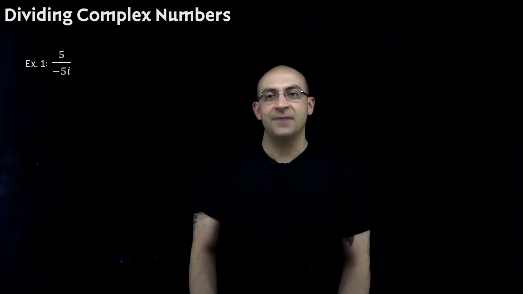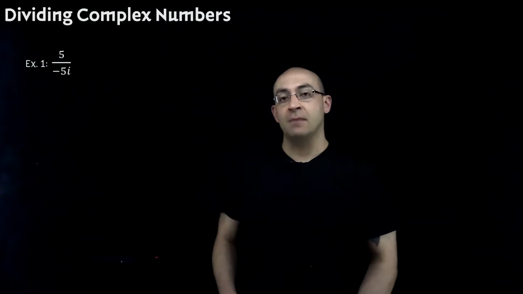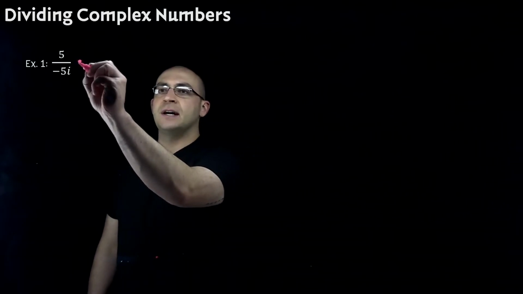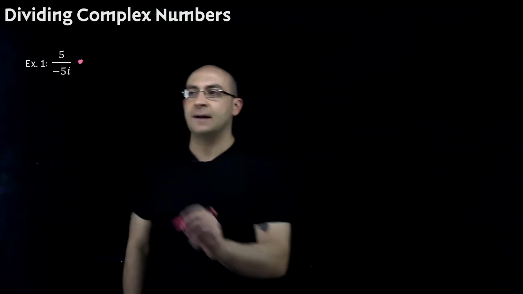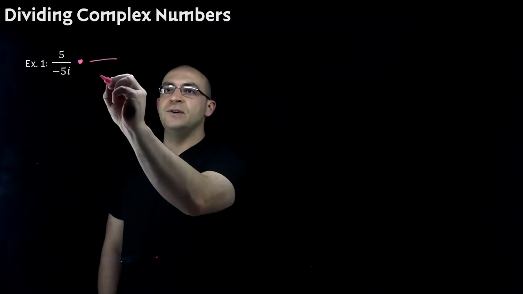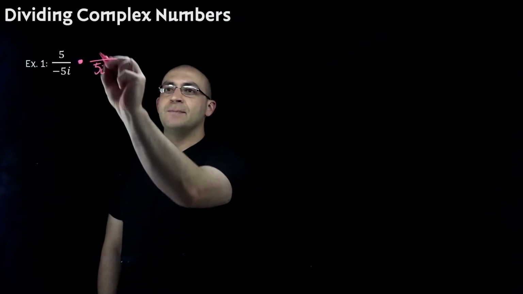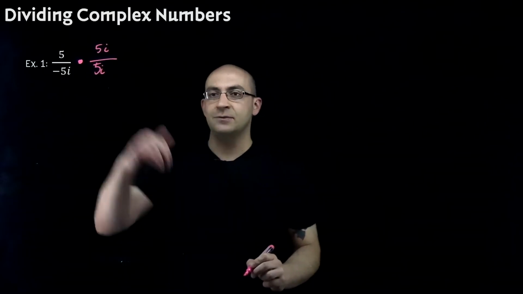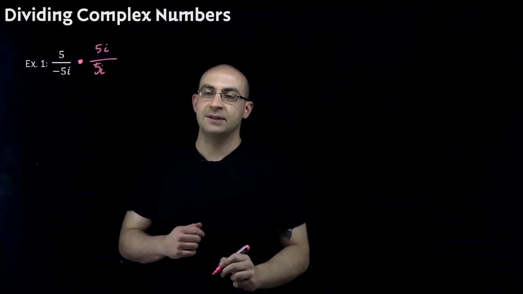So 5 divided by negative 5i. Well, I'm going to multiply by the complex conjugate. In this particular case, the complex conjugate is going to be positive 5i. So I'm going to create a new fraction with 5i on the bottom and 5i on the top. Now I'm going to multiply across, numerator times numerator, denominator times denominator.